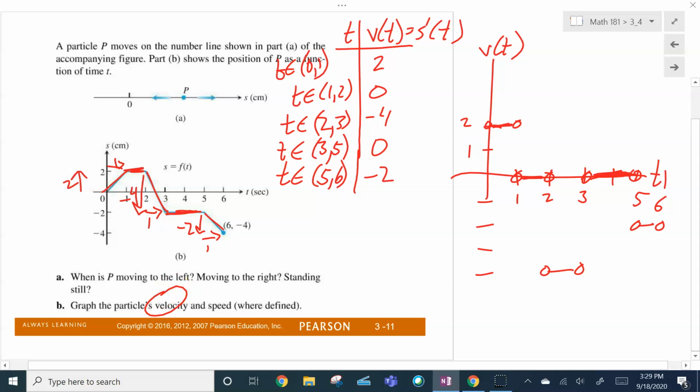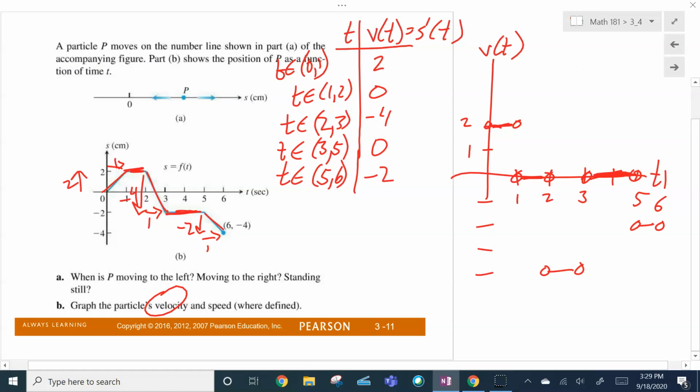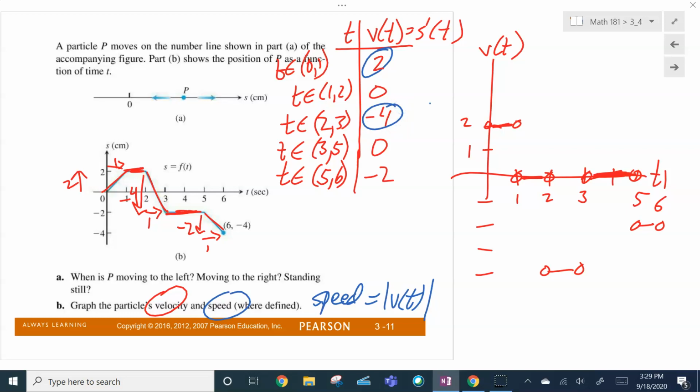Now remember, speed is the absolute value of velocity. Absolute value of 2 is 2. Absolute value of 0 is 0. Absolute value of negative 4, though, is 4. Absolute value of negative 2 is 2.